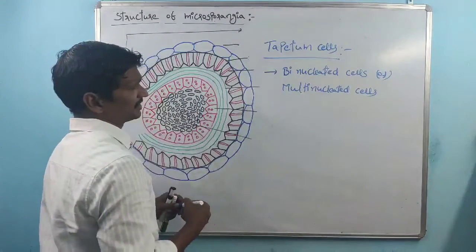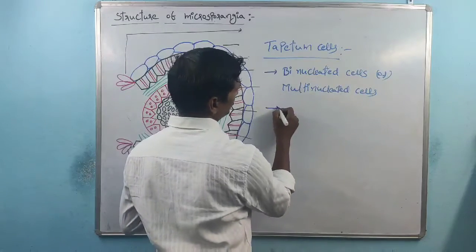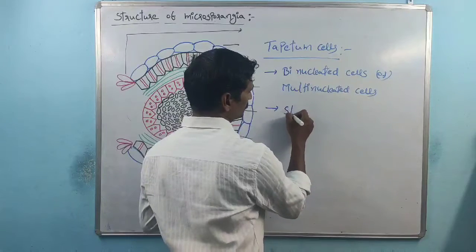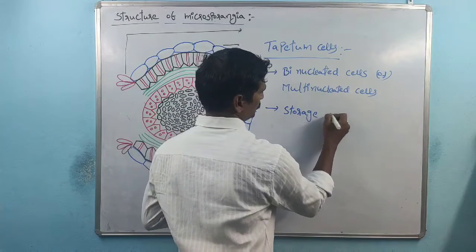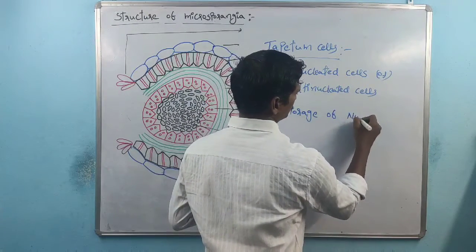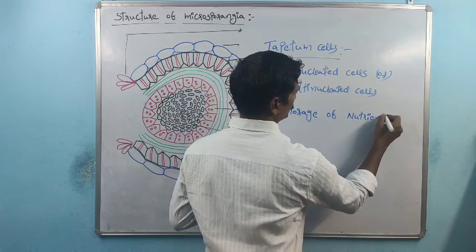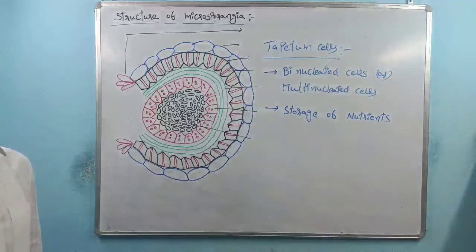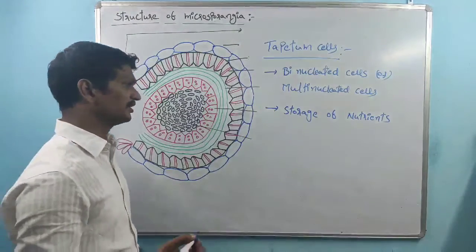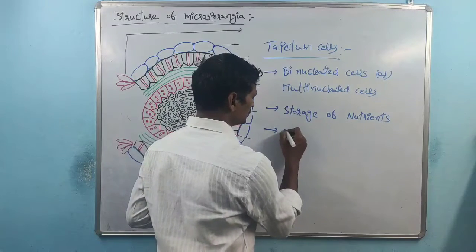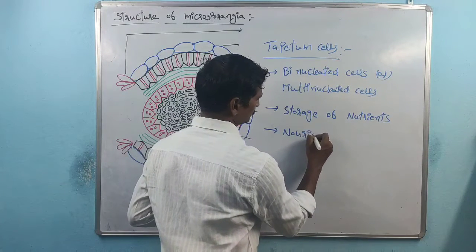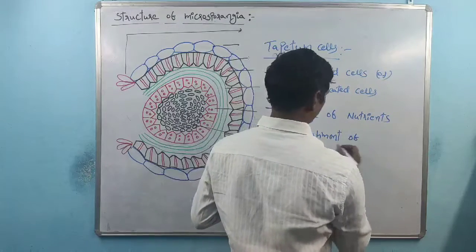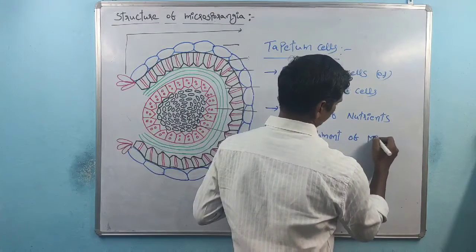Regarding the tapetum cells, the second point is storage of nutrients. Tapetum cells are involved in the storage of food material. And the next function is nourishment of microspore mother cells.